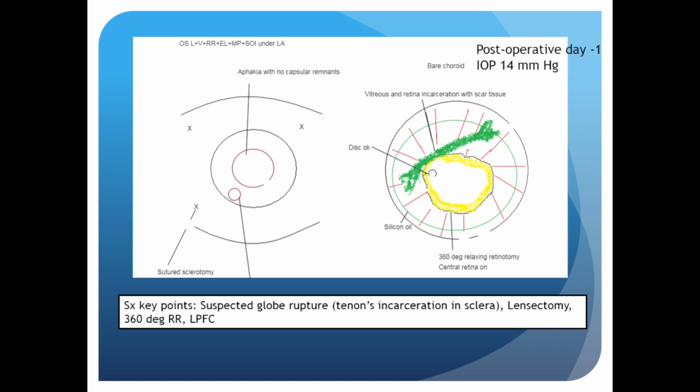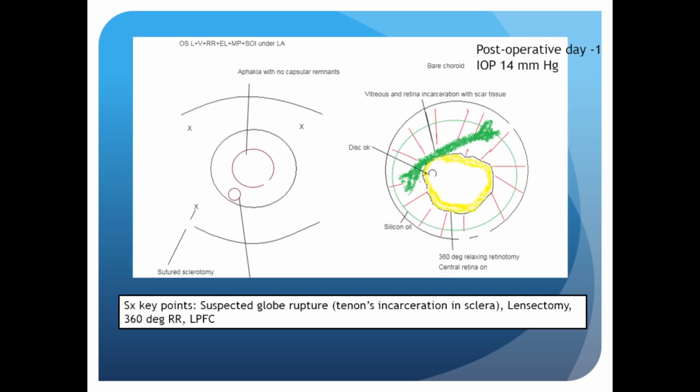So in this particular case, though it was a blunt injury, we found an occult rupture, which was only seen after we did the peritomy. Lensectomy was done in this patient to get a better view. As this area was incarcerated, we did the 360-degree RR, and the retina settled back. We then did the endolaser with silicone oil insertion. On post-operative day one, the patient was doing well with an IOP of 14 mmHg.